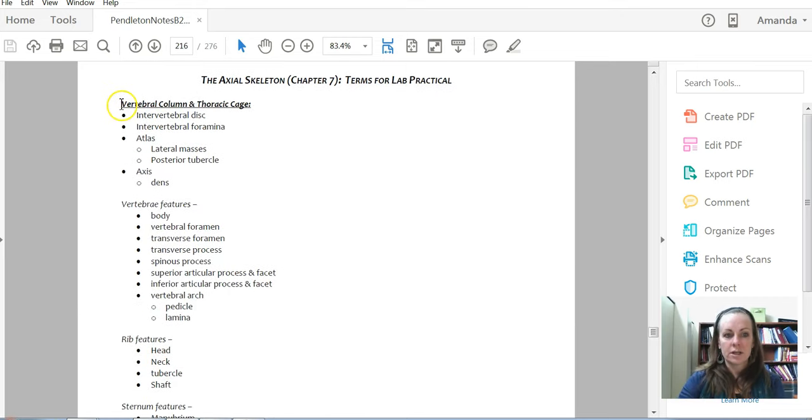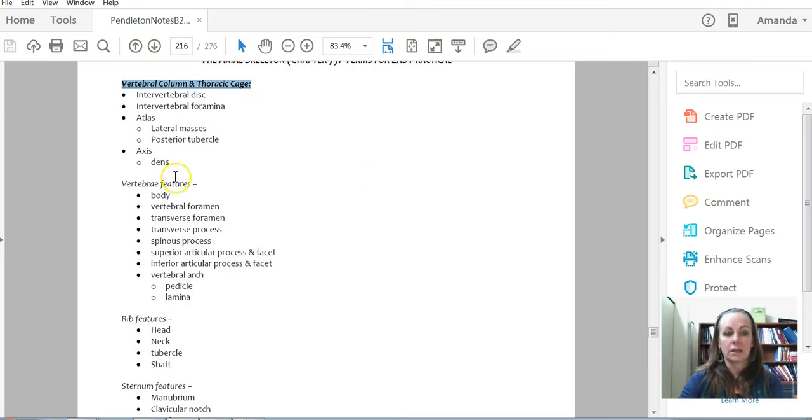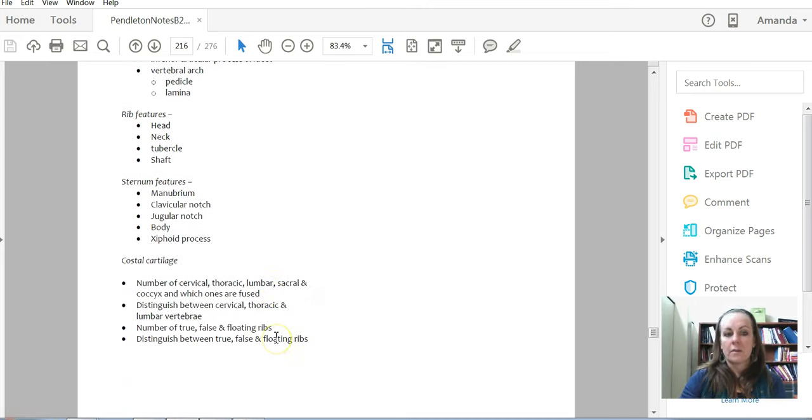And then you notice here it changes to vertebral column and thoracic cage. Okay, it lists these terms. Often I get a question about, well, do I need to know the vertebra? Make sure you look at each of these bullet points. It tells you need to know the number of each type of vertebra, which ones are fused. You need to distinguish between them, which means you need to know all those surface features.